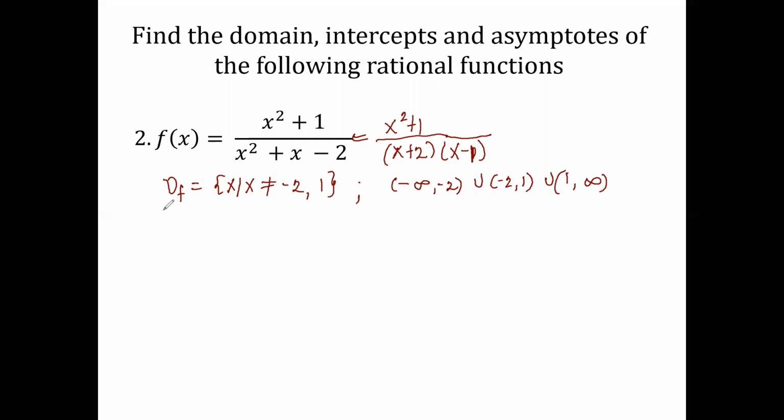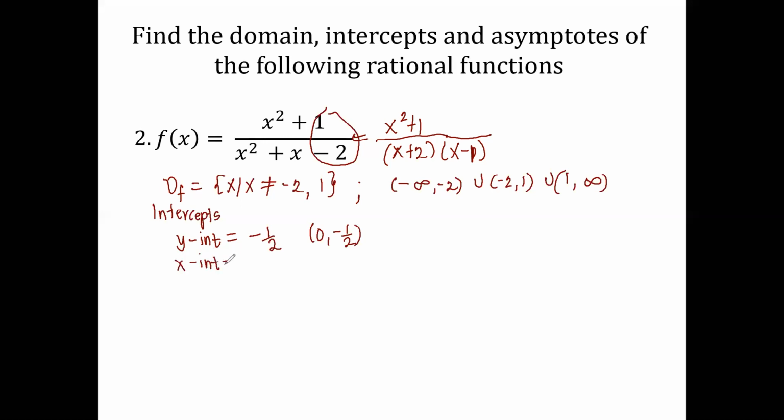Next, let's have the intercepts. The y-intercept is just this one, letting x be equal to 0. So that is equal to negative 1 half. So you have (0, negative 1 half).